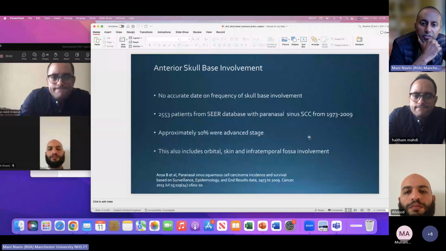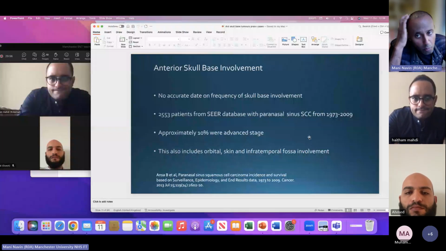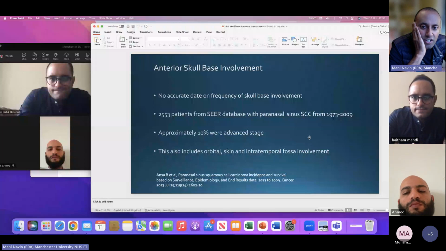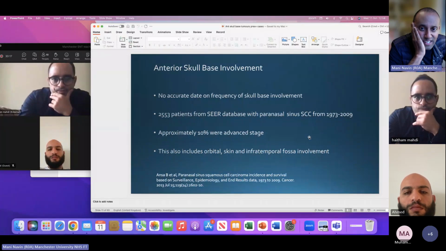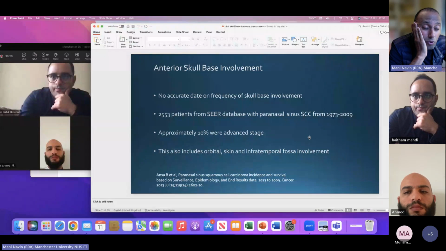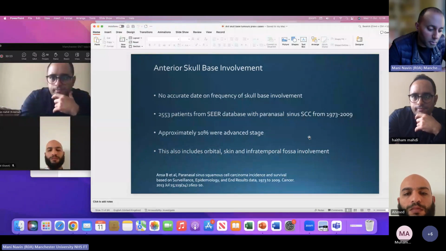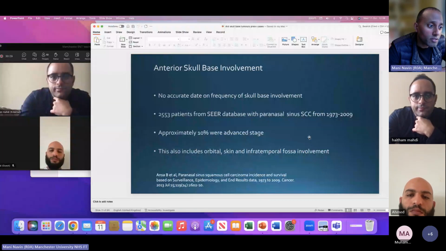This paper as well, this was part of a SEER database. These are quite interesting. These are big US databases looking at all paranasal sinus tumours. So one question is, how many maxillary sinus tumours actually involve the skull base? Well, maybe only 10%. The majority probably don't involve the skull base. This big SEER database said 10% of tumours were T4. So that's orbit, skin, infratemporal fossa, skull base. So the overall proportion of maxillary sinus tumours that involve the skull base is not that high.